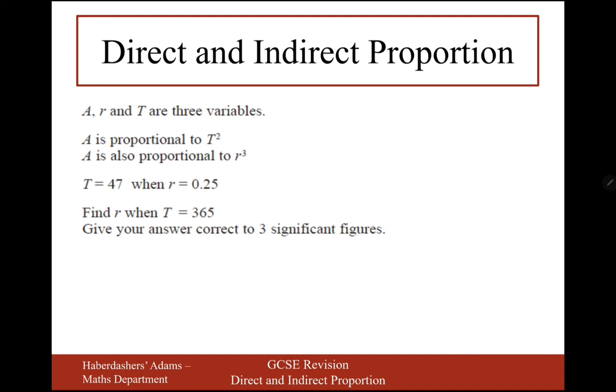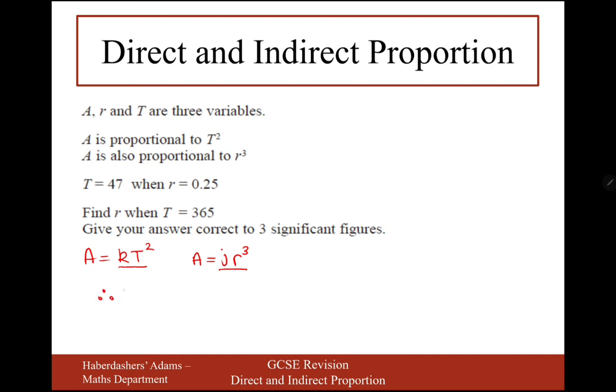Okay, so in this question here, we are told that a is proportional to t squared, so a equals k times t squared, but also a is proportional to r cubed. Now, we can't use the same letter k here, so I'm going to use the letter j. So j times r cubed. When t equals 47, r equals 0.25. Okay, so the best thing we can now do is set the two things here and here equal to each other because they both equal a.